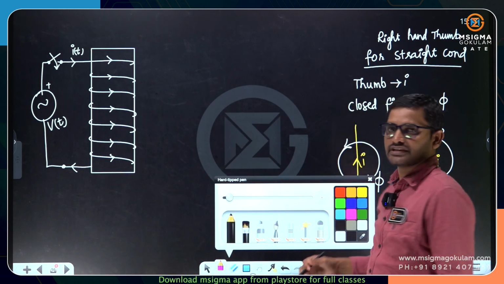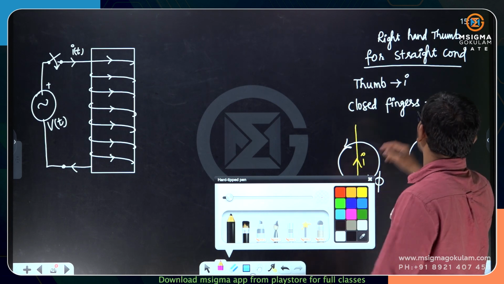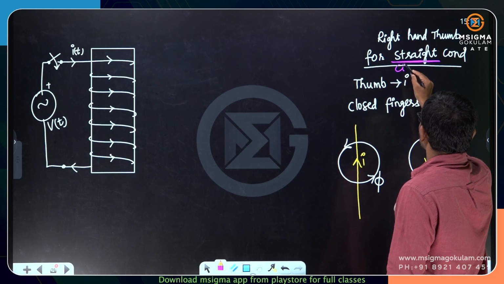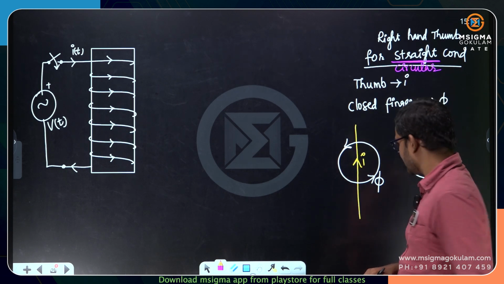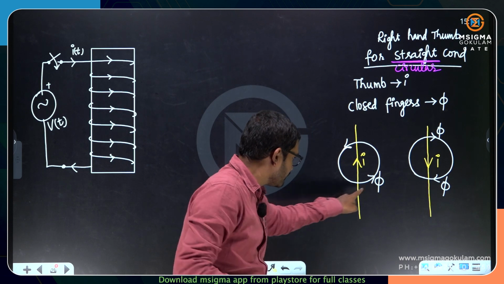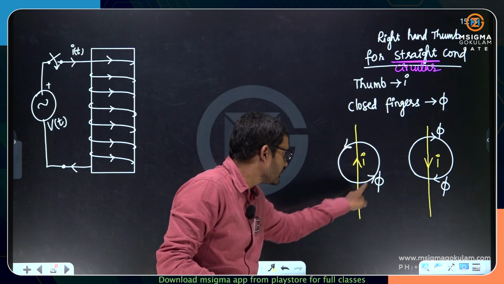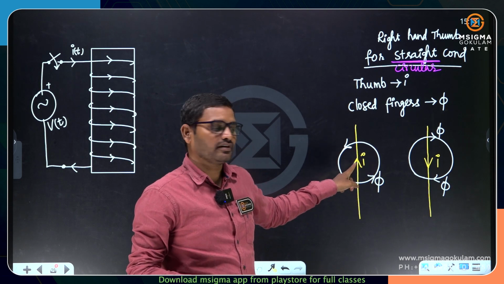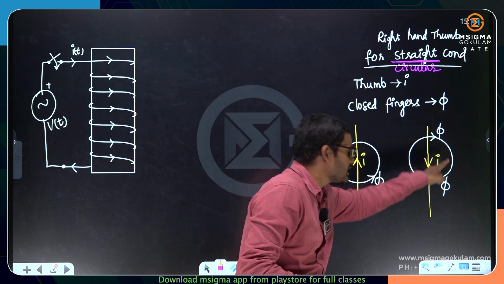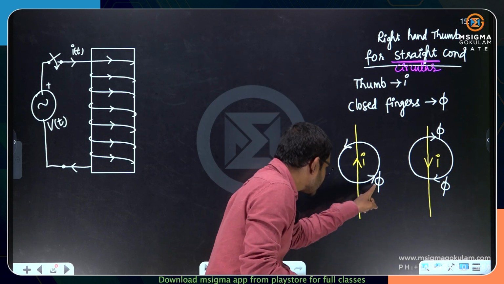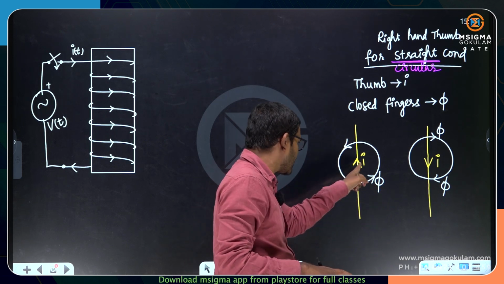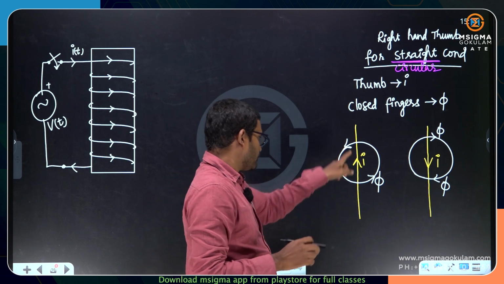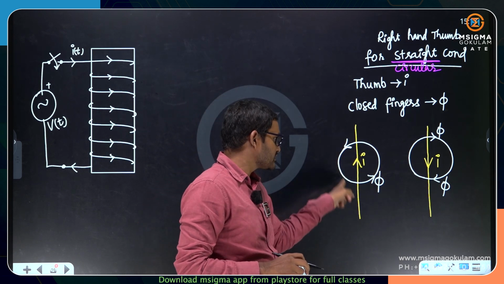For circular conductors, the right hand thumb rule is quite reverse. I am writing here: instead of a straight conductor, if the conductor is circular, here I have shown a white sketch, you assume the white mark as a circular conductor. Instead of flux, it will be current. Instead of current, it will be flux. That's it.